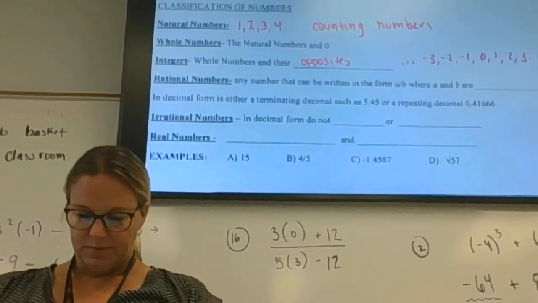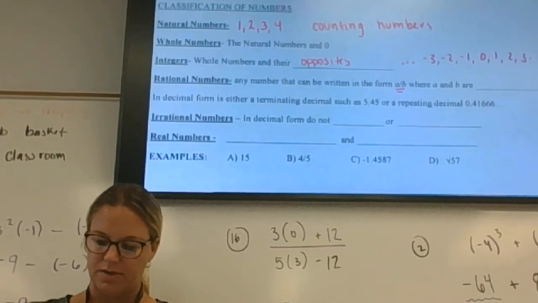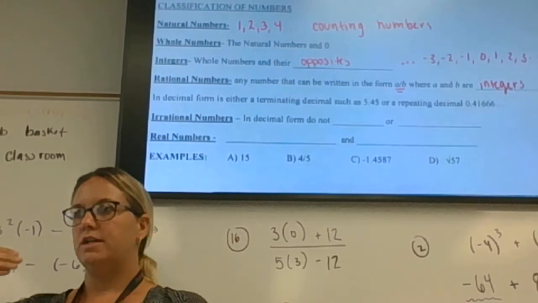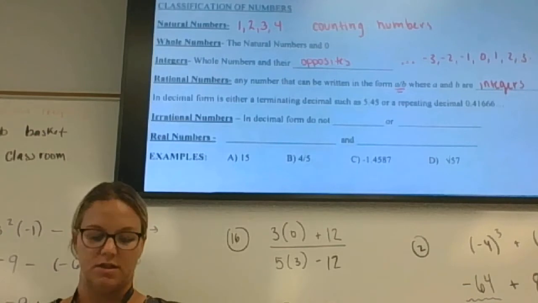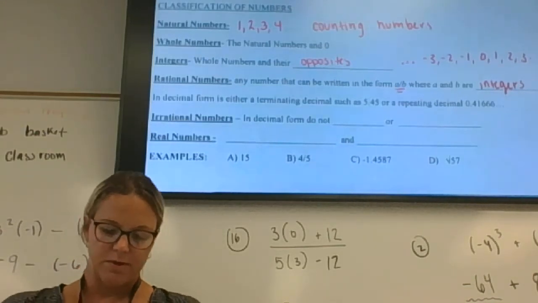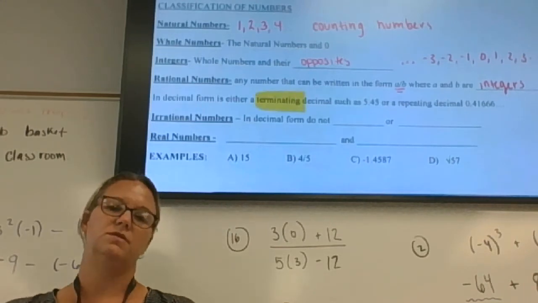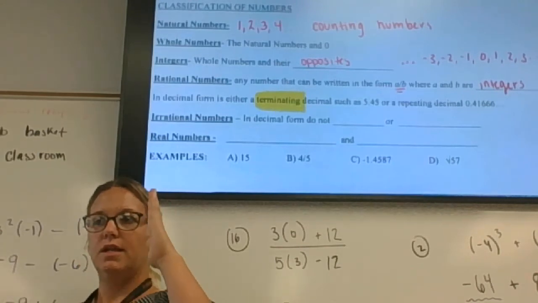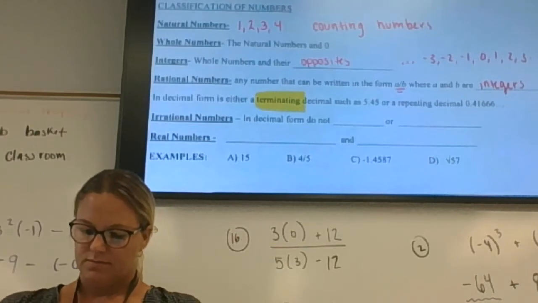Rational numbers, any number that can be written in the form of a over b, meaning a fraction, where a and b are integers. So if you put an integer over an integer, like 3 over 4, that's no longer an integer, it's a rational number. And it could be in decimal form. So in decimal form, it's a terminating decimal. What does the word terminate mean? It stops. It's a decimal that definitely ends, or a repeating decimal.